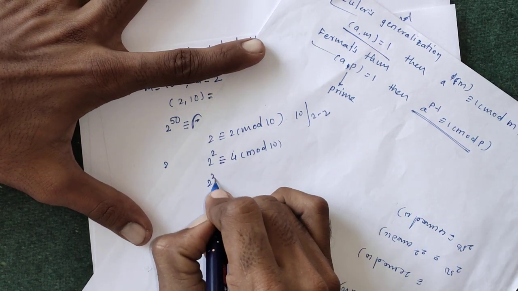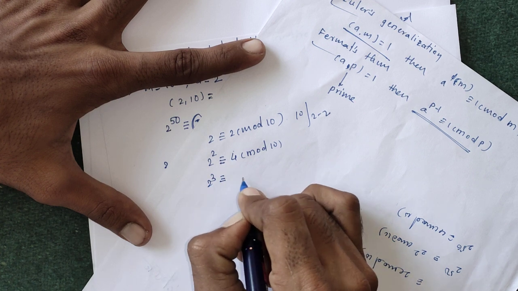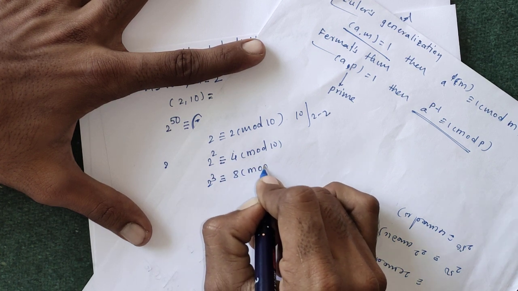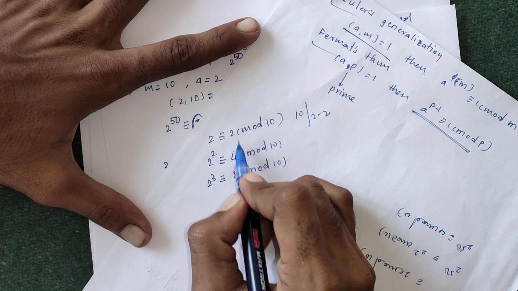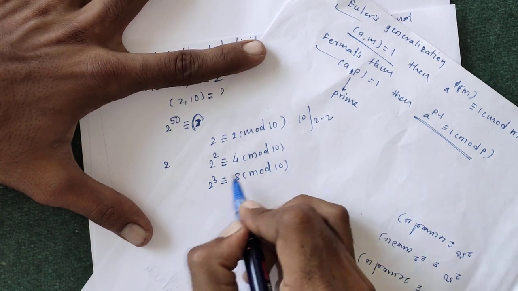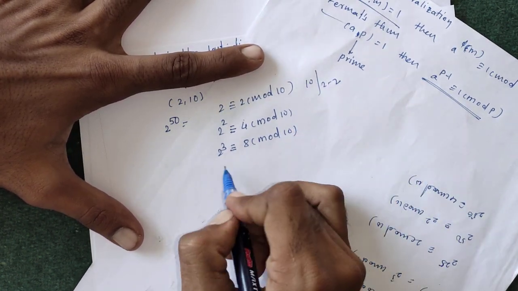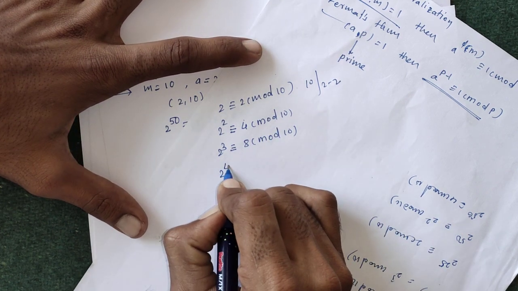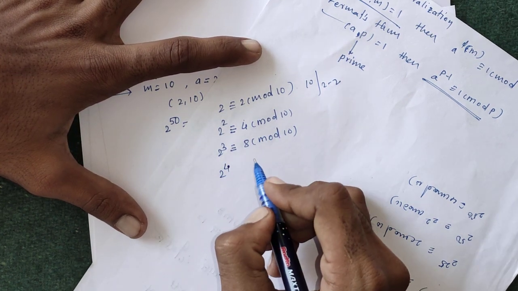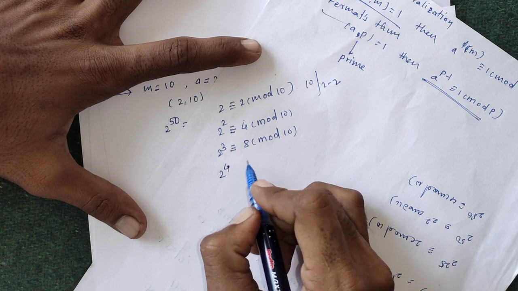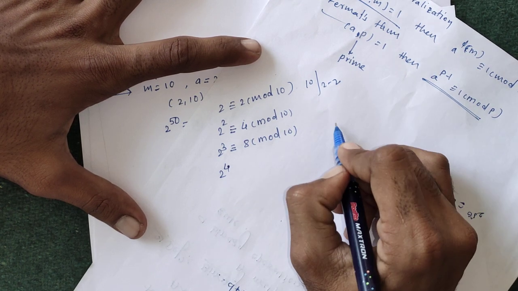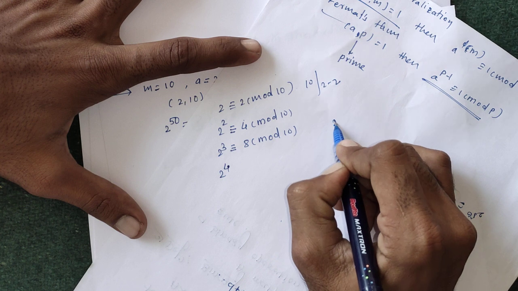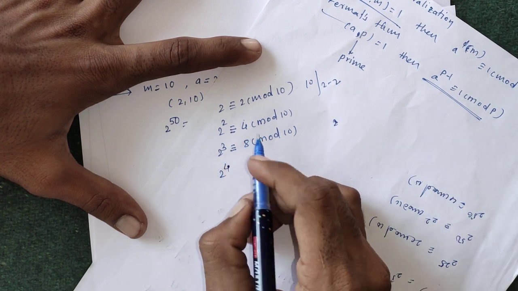Again, 2 cube is 8, then 2 cube is congruent to 8 modulo 10, because all these numbers 2, 4, 8 are less than 10. So the remainder must be that number. So 2 cube is congruent to 8 modulo 10. Now 2 raised to 4 is 16, that is 2 cube into 2, 8 into 2 is 16.